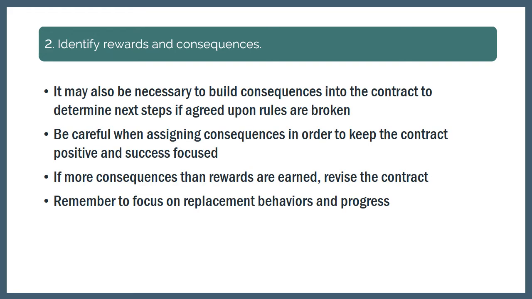As stated previously, the goal is that the behavior contract and reinforcement plan will remain positive. However, there may be instances in which consequences are also required. Just as was the case with reinforcement planning, it will be important to clearly communicate which behaviors will earn a consequence and what the consequence may be. This should be communicated to all stakeholders, including the student.